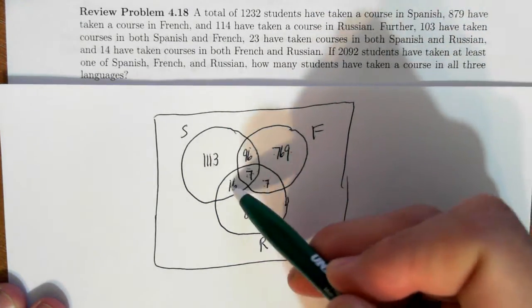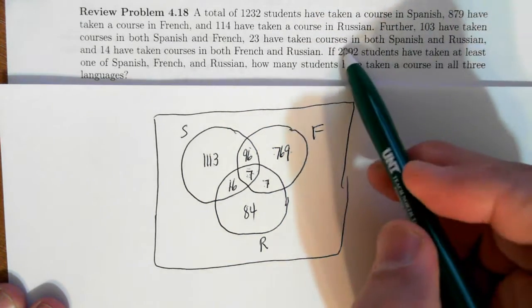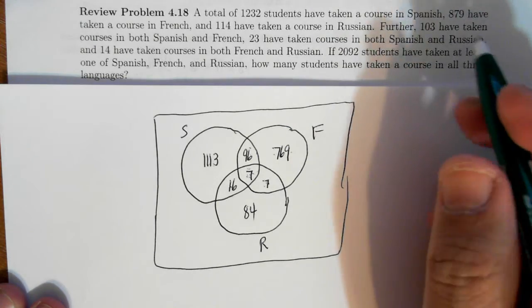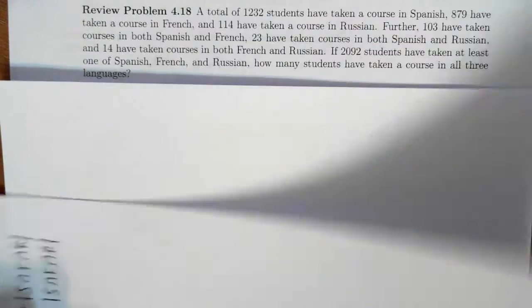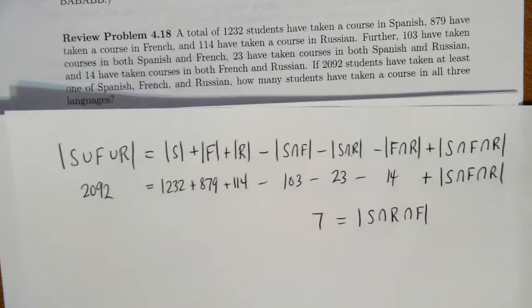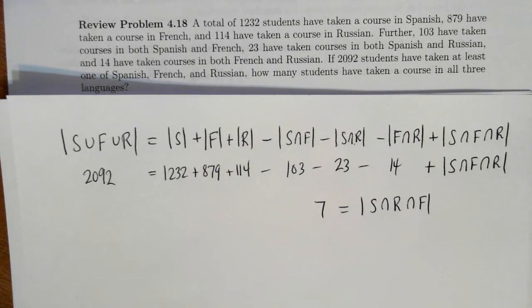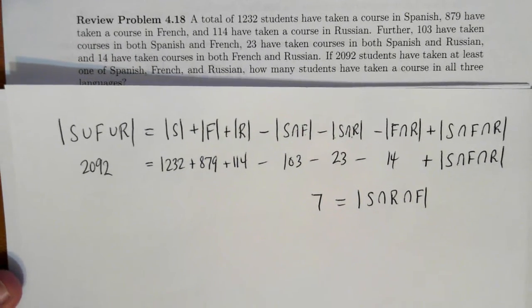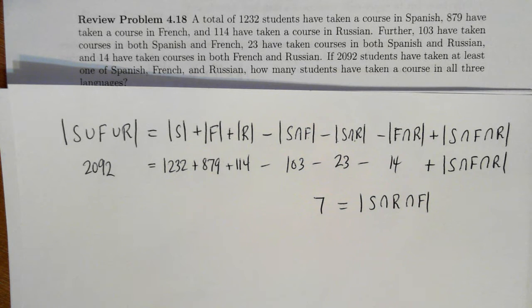And if we add up all 7 of these, we should get 2,092. So the way to actually solve this problem is given here. The Venn diagram is a tool that can be used to double check the work to make sure that we got the right answer.